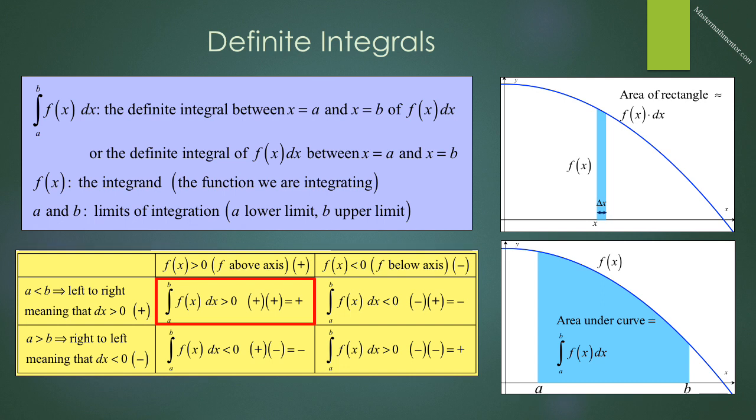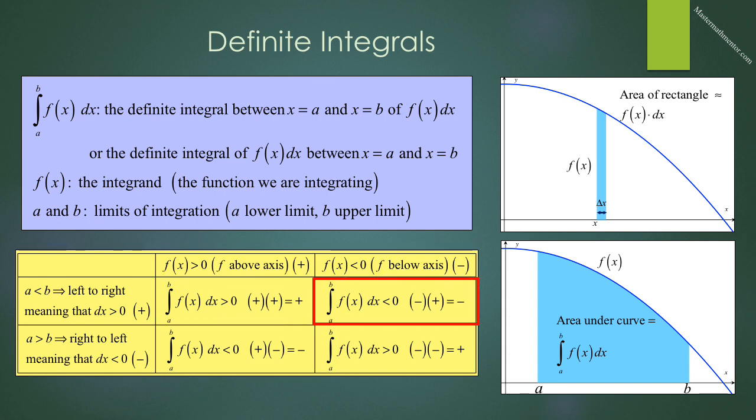First, let's suppose that a is less than b. That means we are going from left to right, and that means that dx is greater than 0, which is positive. Also, f of x is greater than 0, meaning that f is above the axis. So when we look at f of x dx, that is a positive times a positive, which is a positive. And therefore, the integral from a to b of f of x dx will be greater than 0.